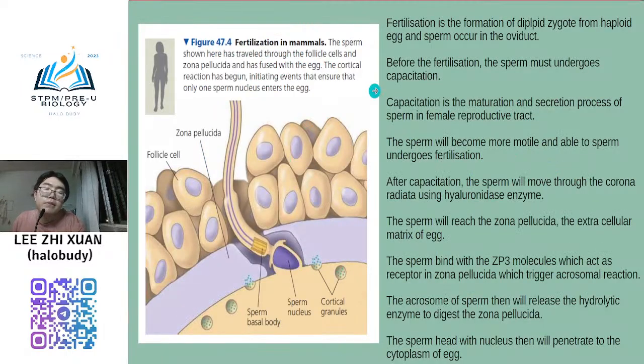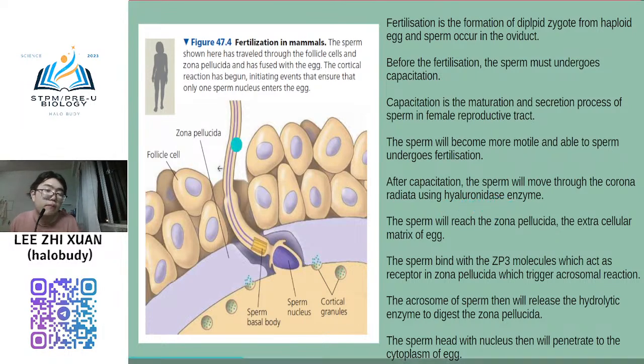So okay, in human, normally the fertilization process begins with capacitation first. Capacitation means that the sperm undergo a maturation and secretion process in the female reproductive tract, and then this sperm will be more motile and able to undergo fertilization. So after the capacitation, the sperm will move through the corona radiata using the hyaluronidase enzyme.